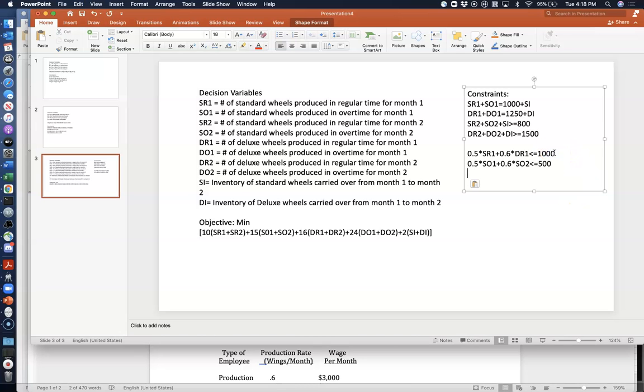That's overtime for the first month. Similarly for the second month, 0.5 times SR2 plus 0.6 times DR2 has to be less than or equal to 1000 hours, and 0.5 times SO2 plus 0.6 times DO2 has to be less than or equal to 500 hours.